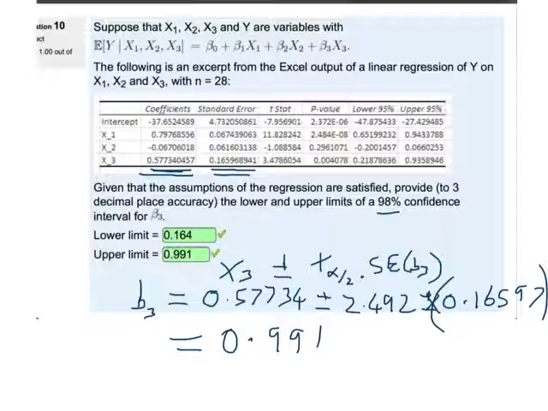And if you put in 0.57734 minus 2.492 times 0.16597, you'll get 0.164 as the lower limit.